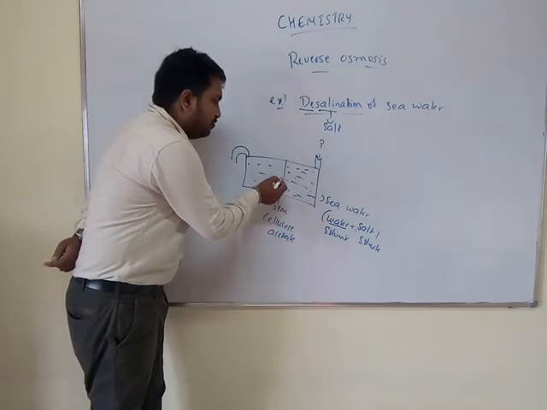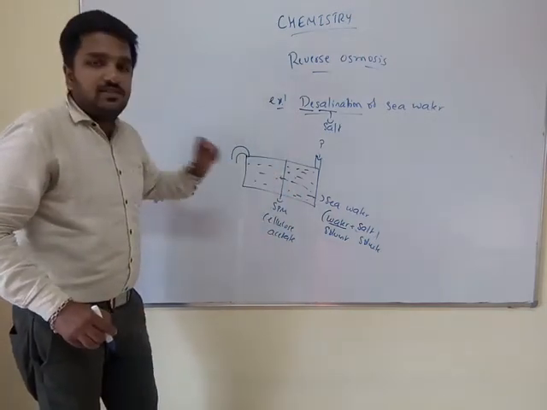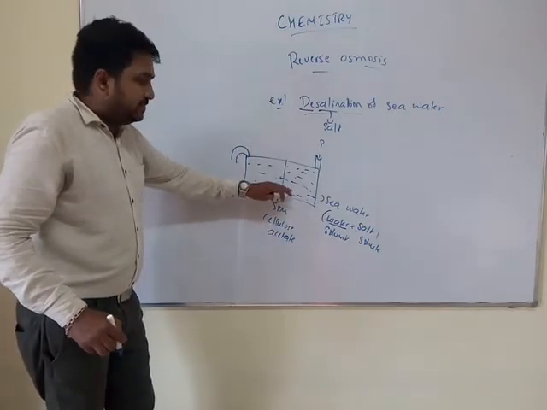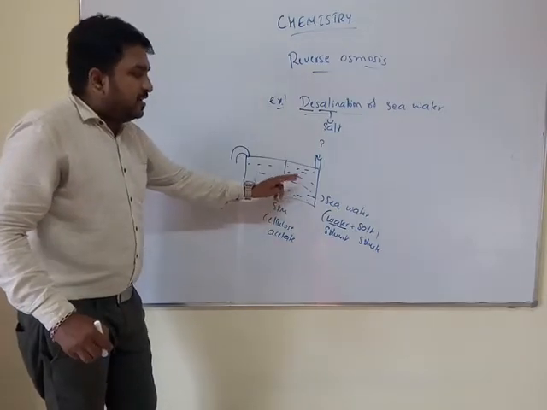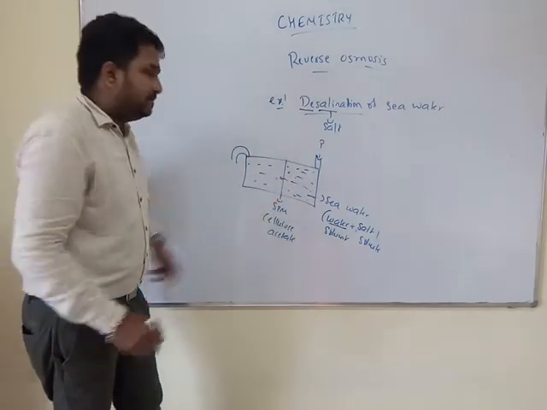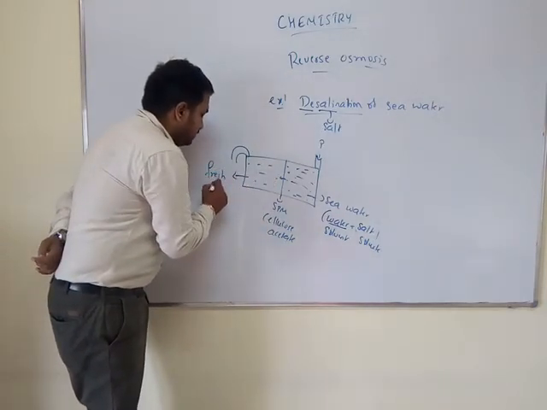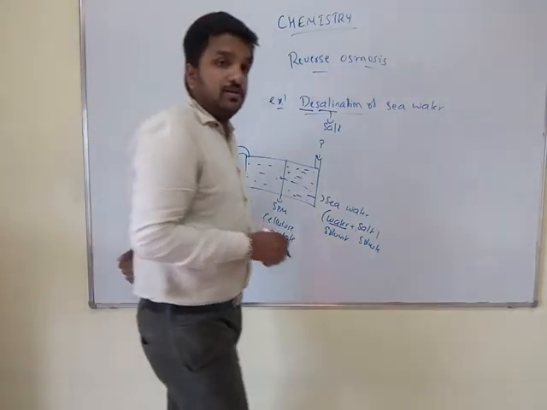This water will move from this part to this part through the semi-permeable membrane. That means only the solvent particles, only the water content, will move from this part to this part, leaving the salt there itself. That means seawater is converted into fresh water. Clear? This is the main application of reverse osmosis.